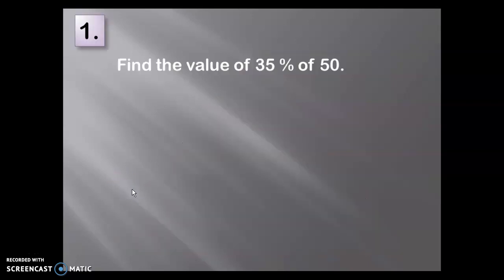Moving on, let's have this problem first. Find the value of 35% of 50. To solve this, first we have to identify what we are looking for. Are we looking for the base, the rate, or the percentage? So first, let us identify the three of them. Base is actually 50. You can see it comes after the word of.